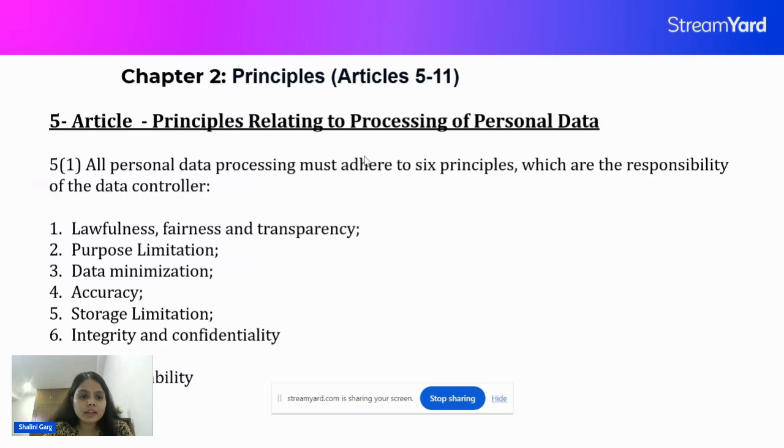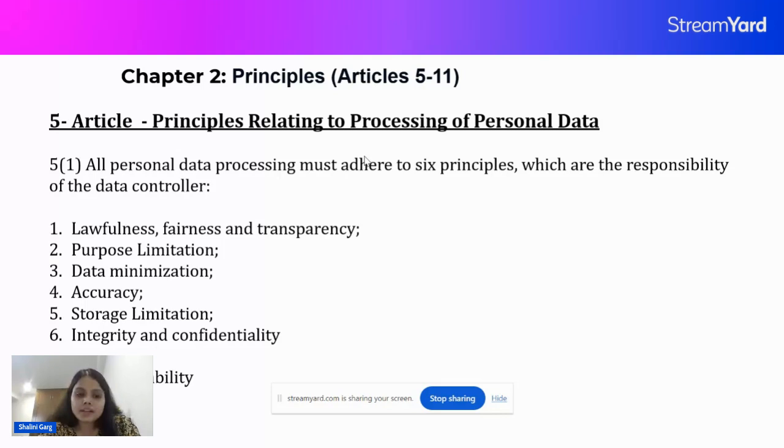Otherwise, it will not be compatible with the purpose. So it will be treated as incompatible with the purpose, and hence Article 5 would be breached in that case. Okay. Now, if further processing is done for archiving purposes, in the public interest, or for scientific or historical purposes, then it is permissible and we can process that data.